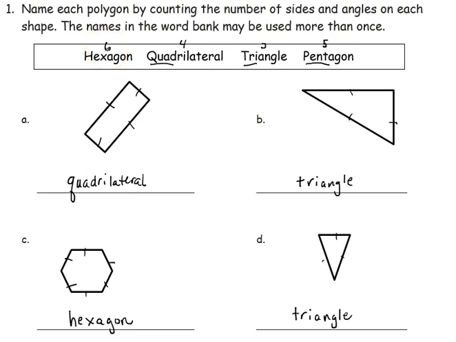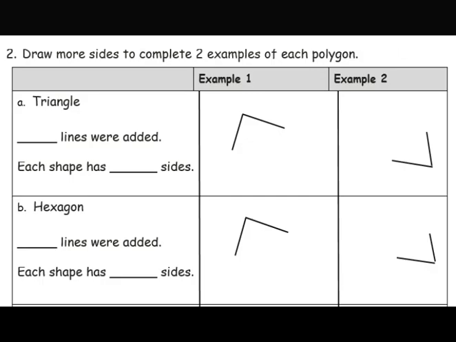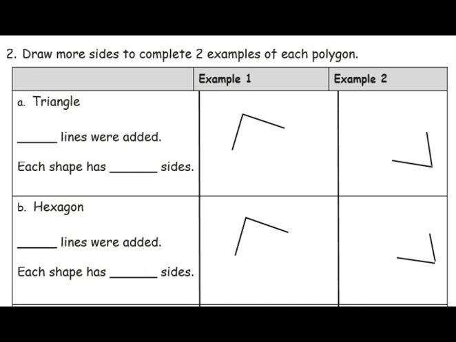So we just learned to recognize the shapes and their names by looking at the number of sides and angles in each shape. The next section says draw more sides to complete 2 examples of each polygon.